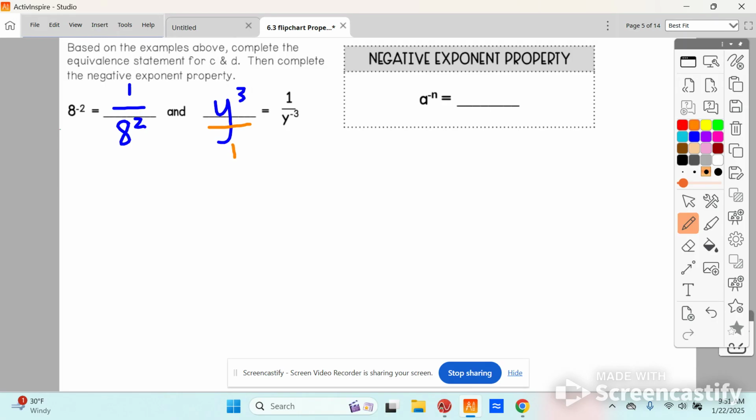Technically, it would be over 1 to represent the numerator, but again, anything divided by 1 is itself, so you don't need to write that. The rule for the negative exponent property would be a to the negative n, any number to the negative exponent, is equal to 1 over that same base to the same but positive exponent. And I can also write the reverse. 1 over a to the negative n equals just a to the positive n. Again, that would be over 1, but I don't need to write that because it doesn't change my value.